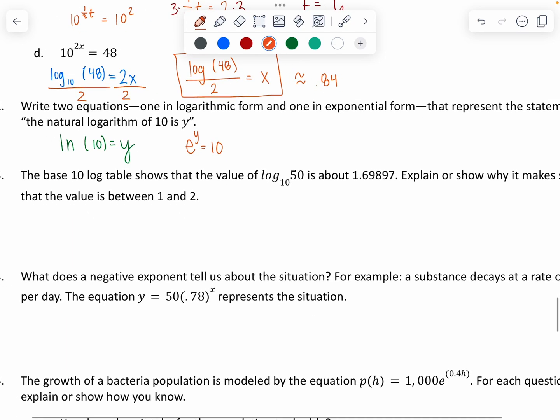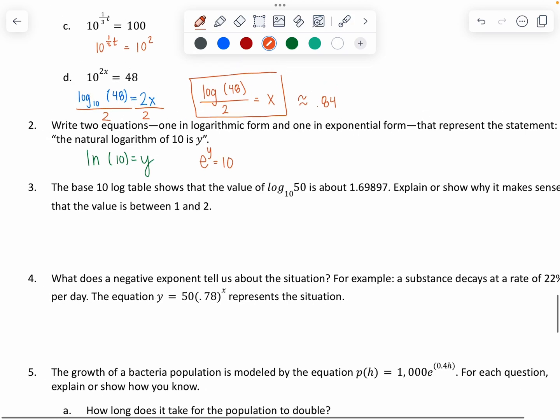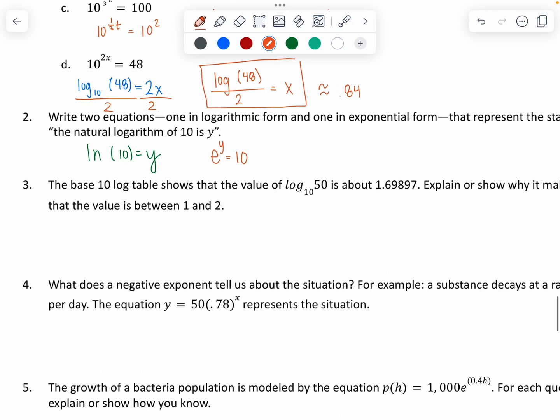And the base 10 log table shows that the value of log base 10 of 50 is about 1.69897. Explain or show why this makes sense, that it's a value between 1 and 2. So this means that 10 to the 1.69897, switching it to exponential form from the log form, is equal to 50, or about that.